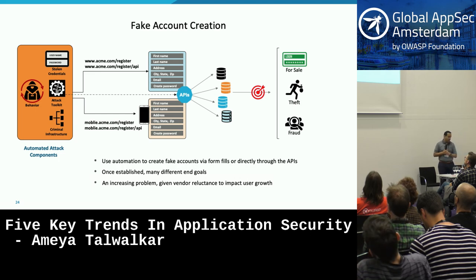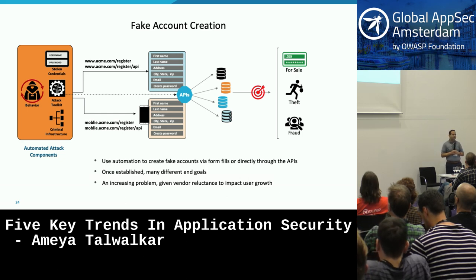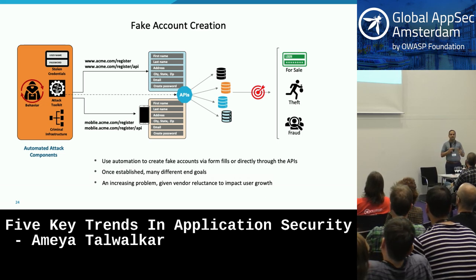The second one is fake account creation, which we touched upon a little bit. Many different things can come after people creating fake accounts, including the romance scam example I said. But it also includes things like automated shopping, things like denial of inventory. The denial of inventory is interesting.